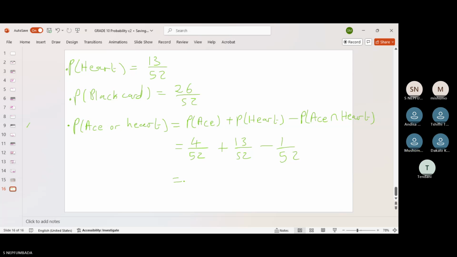Then you use your calculator. 4/13. Yes, 4/13. So this is what we do about cards. Is there any question? No. Okay, thank you very much, guys. Let's end here.